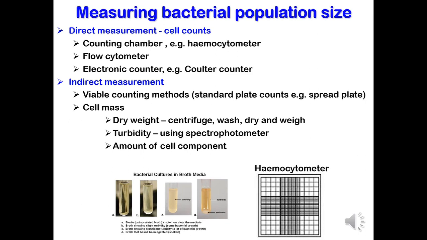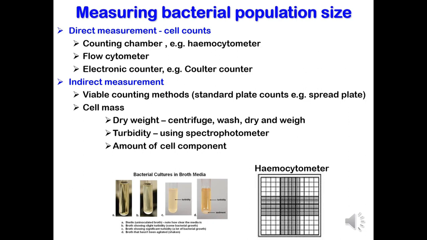Then you also have automated ways to directly count the cells, for example, flow cytometers and electronic counters like the culture counter. But obviously these are much more expensive than the counting chamber. One of the major disadvantages of direct cell counting is that it is difficult to distinguish between the live and dead cells.